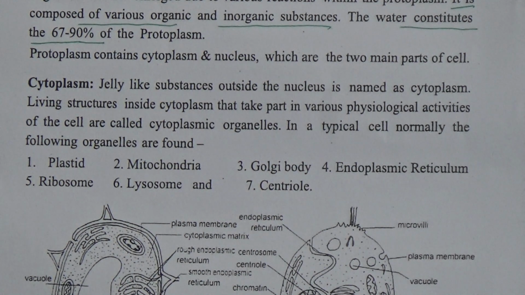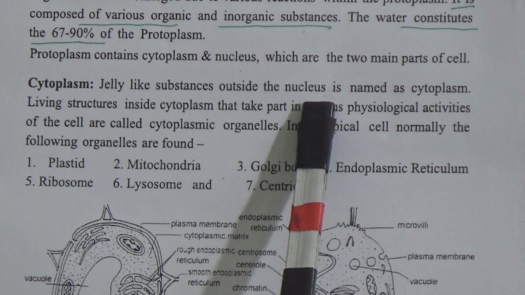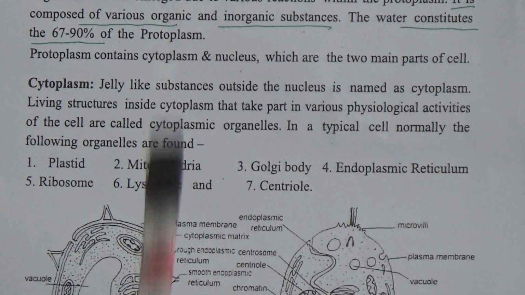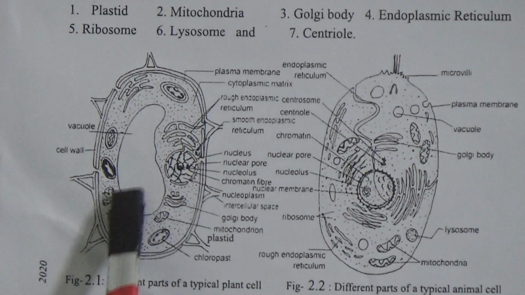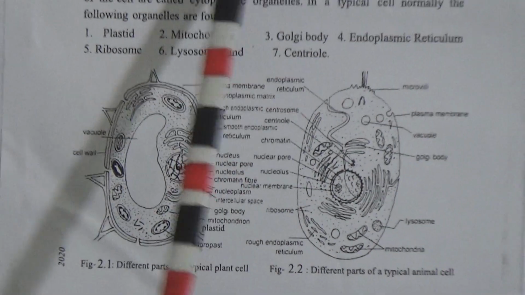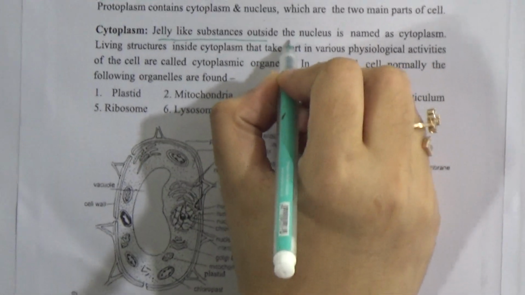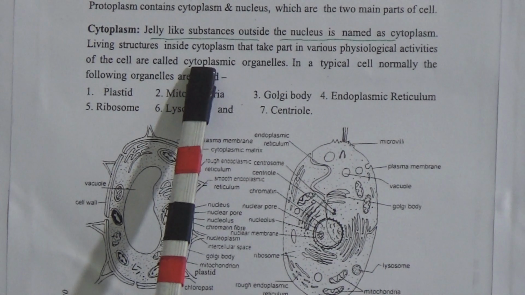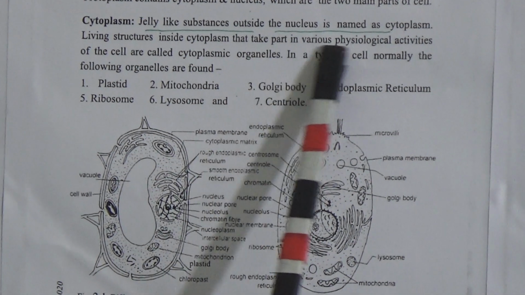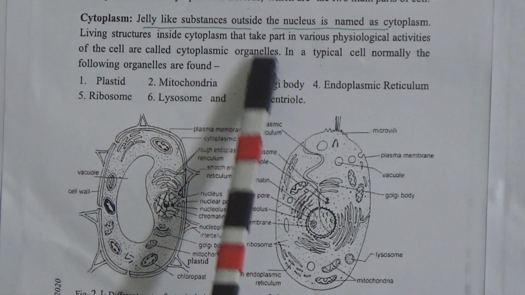Now cytoplasm. The jelly-like substance outside the nucleus is named cytoplasm. Look at here, this one is a plant cell, and here is the nucleus and here is cytoplasm. Living structures inside cytoplasm that take part in various physiological activities of the cell are called cytoplasmic organelles.